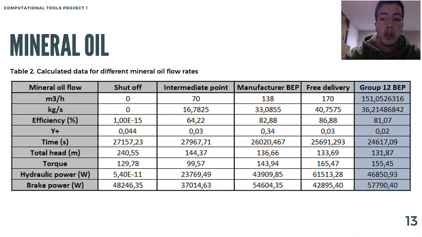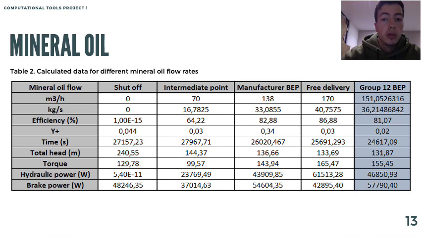So to ensure the longevity of the machine, the AOR is reduced, and this means that it also reduces the manufacturer's BEP. With respect to the total head, we observe that in this case there is an inversely proportional relationship where as the oil mass flow decreases, the value of the total head increases, giving a maximum value in this case of 240.55 meters in the shutoff.